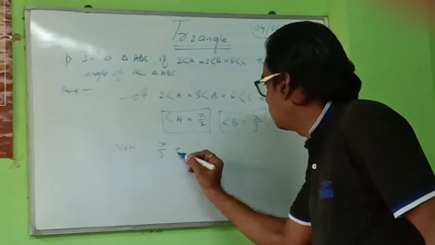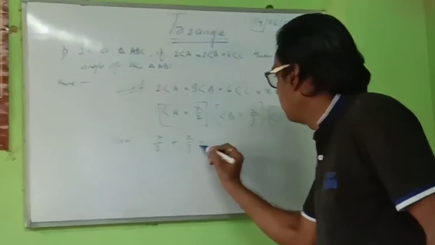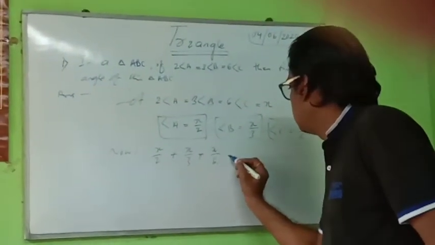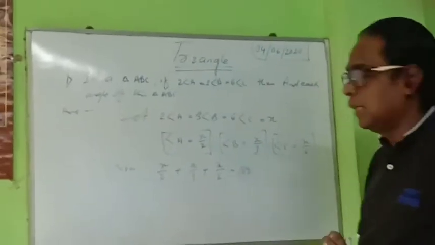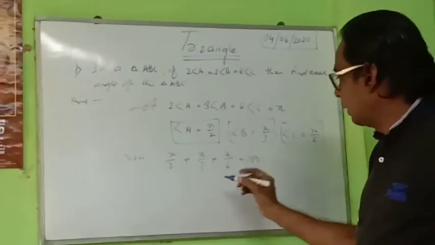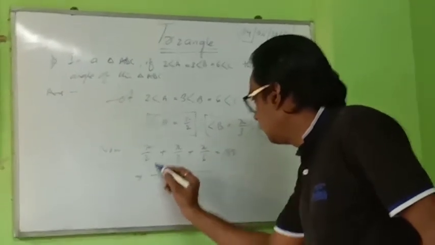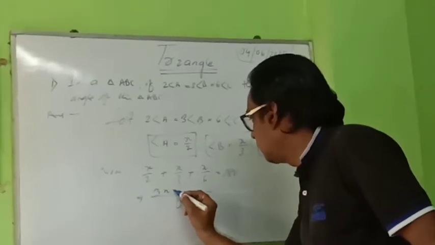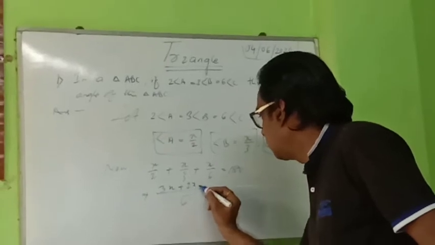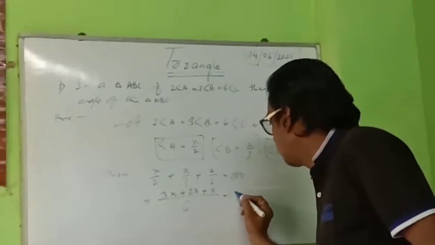That means x/2 + x/3 + x/6 is equal to 180, because the sum of the angles of a triangle is equal to 180 degrees. What is the LCM of these three? 2, 3, 6, the LCM will be 6. This will be 3x, this will be 2x, this will be x, is equal to 180 degrees.